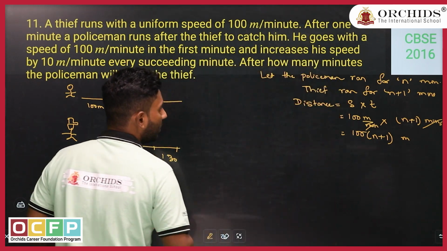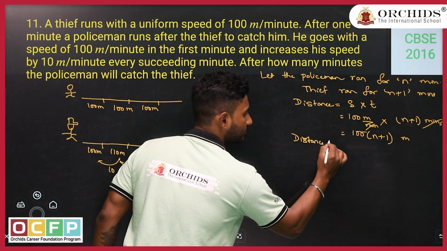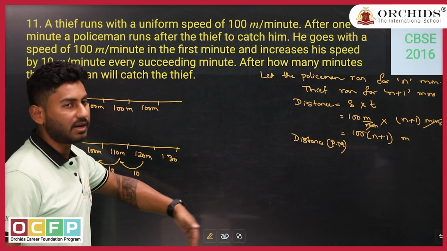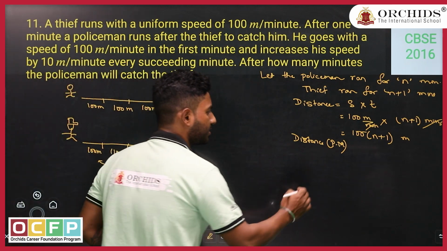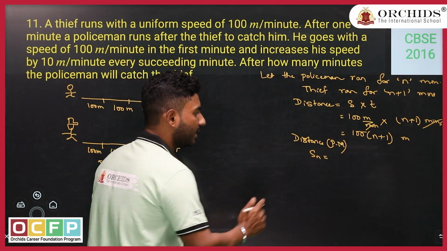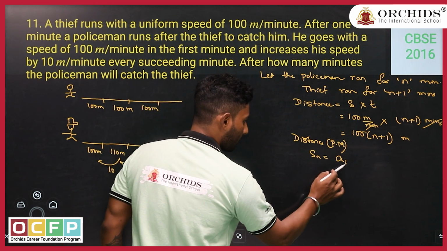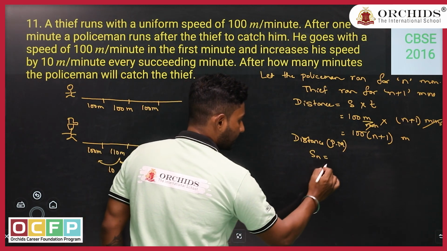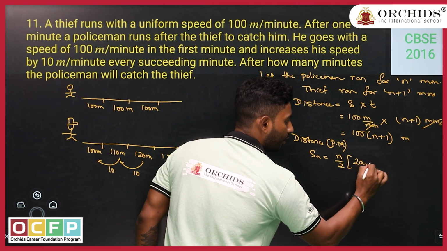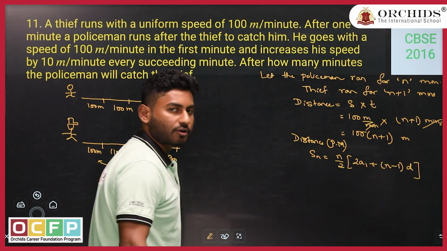Okay, let us find out. So the distance travelled by the policeman, I am writing in short, policeman. What is the distance travelled? I will use the formula of the summation of arithmetic progression. So Sn is equal to n by 2, 2a1 plus n minus 1 d, if I am not wrong. Yes.